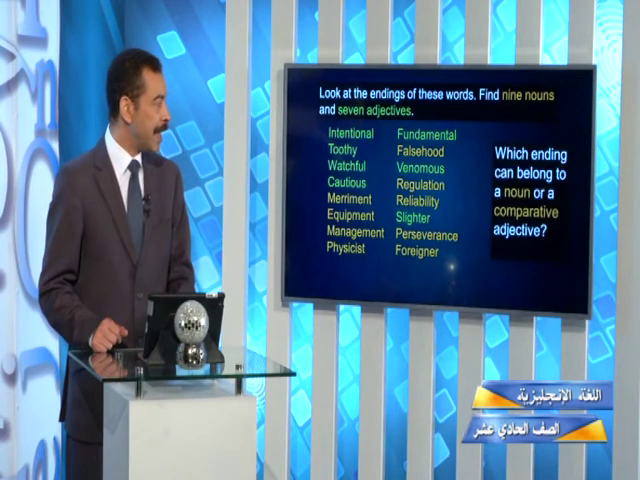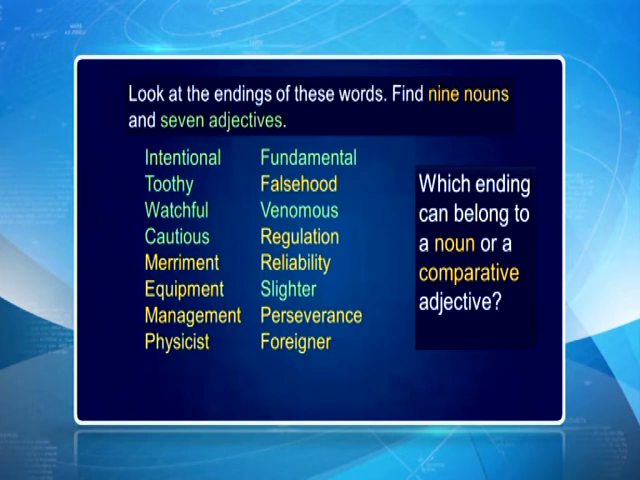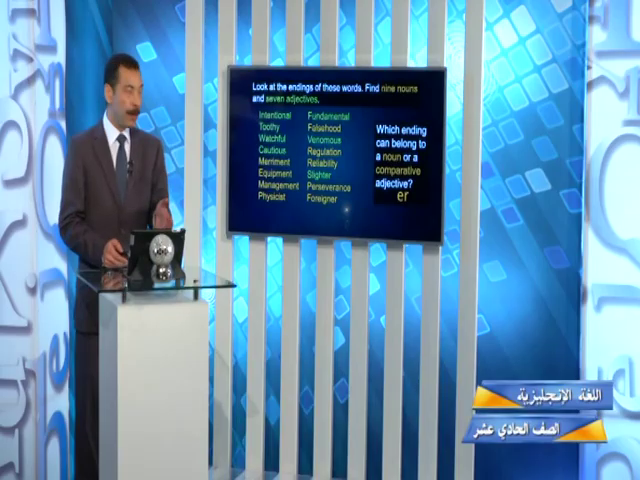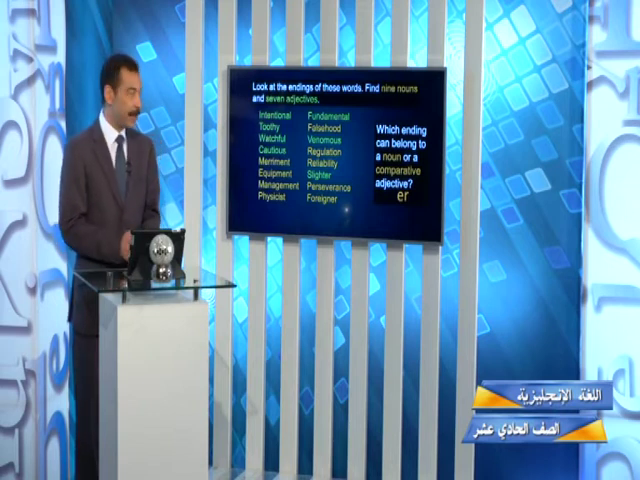Now, another question says, which ending can belong to a noun or a comparative adjective? If you look at the endings of each word, which suffix can work as a noun or a comparative adjective? It is the suffix er, as in slighter and foreigner. Here we have foreigner as a noun, whereas slighter as a comparative adjective.